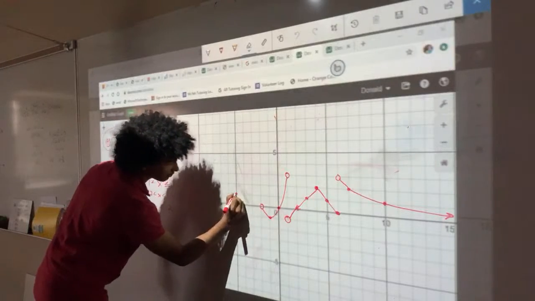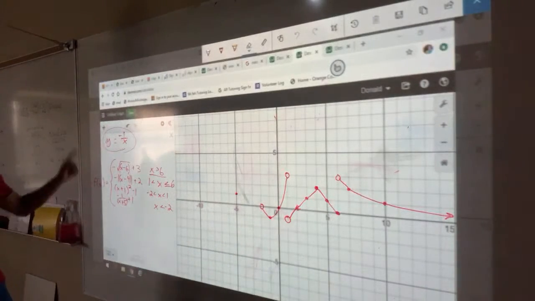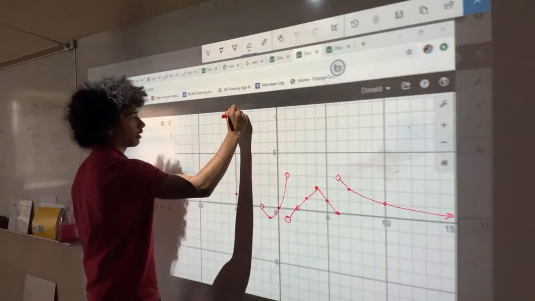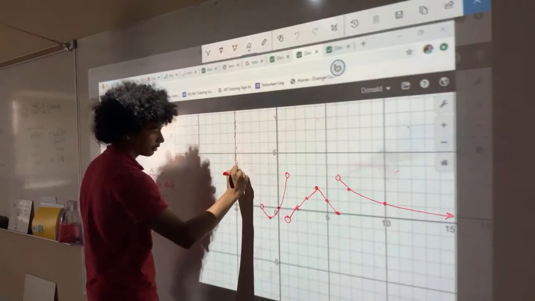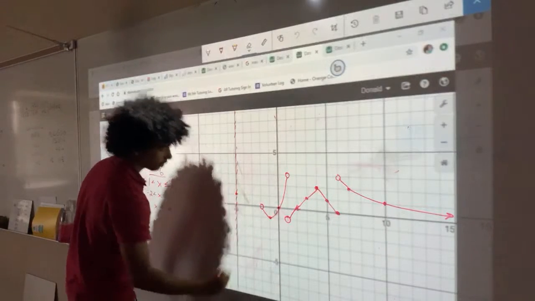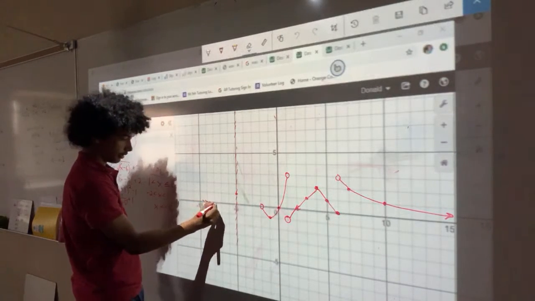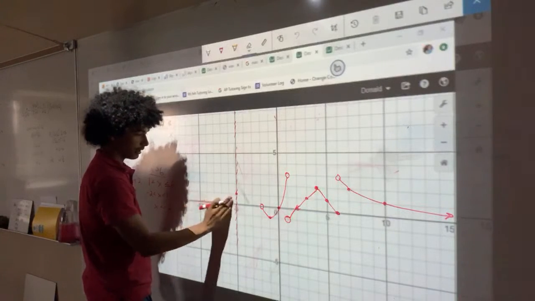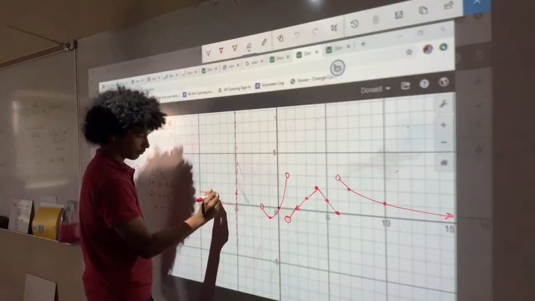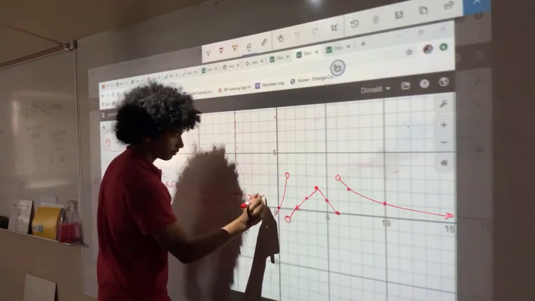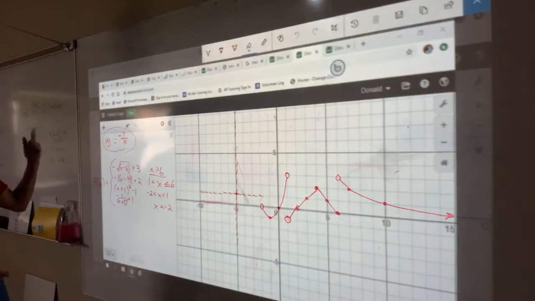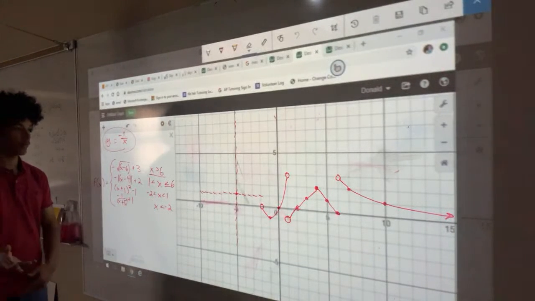Alright, and now it is the 1 over x. We are going to have our asymptotes, right? So we're going to have this one here, and then this one over here. No. Nope, you're right. I went down too much. There we go. So those are our 2 asymptotes, right? So now we can start graphing our stuff.